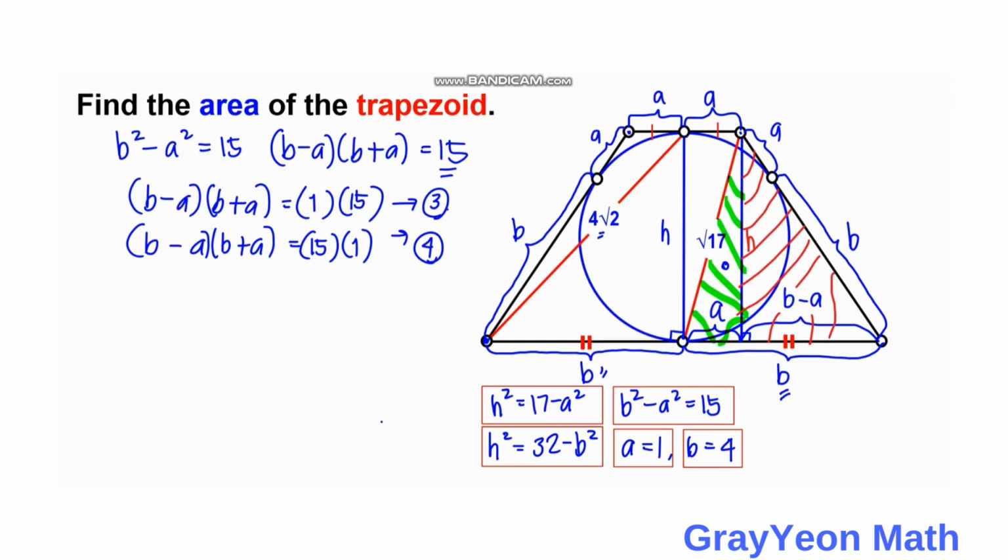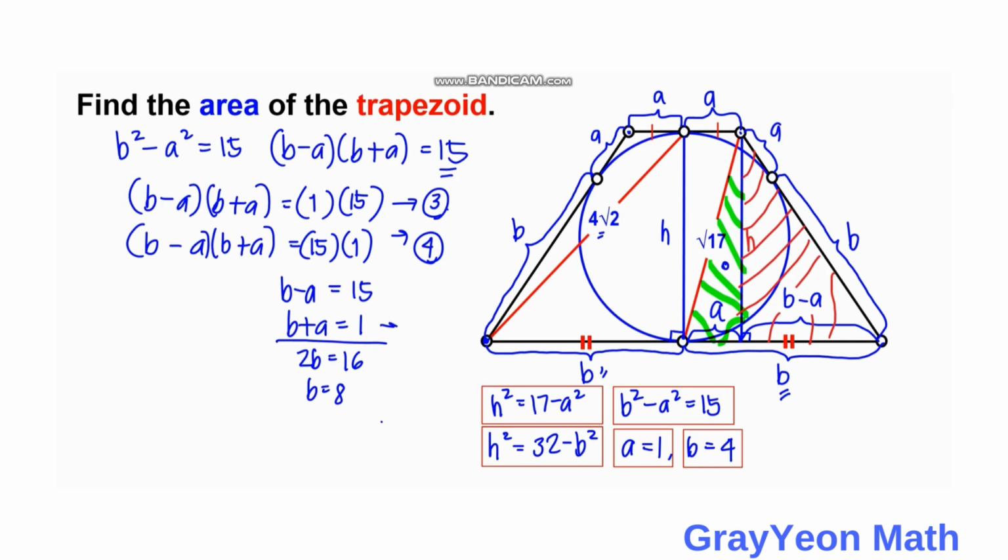Okay, so next we use this fourth instance. So b minus a is equal to 15 and b plus a is equal to 1. So simply add the two equations. So 2b is equal to 16 and b will be equal to 8.